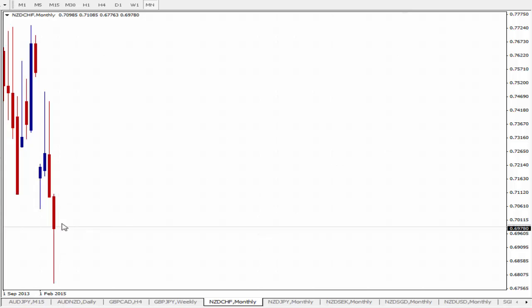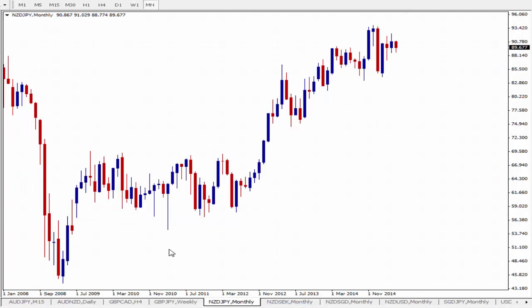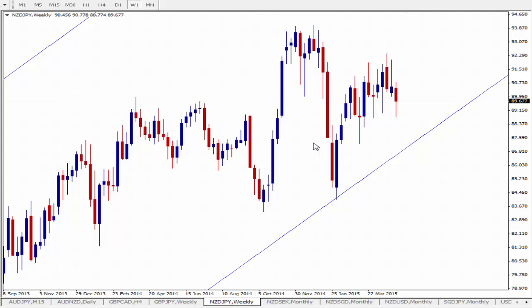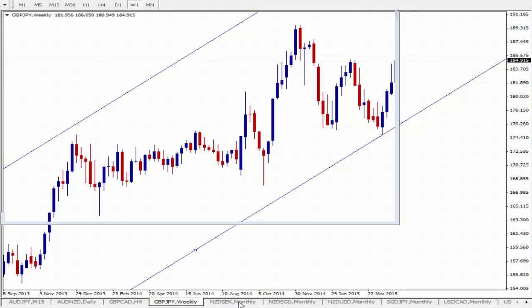Okay, over here, I can see there's no pattern forming there, so I don't want to be involved. Alright, on this one, we have an upward moving channel. Doesn't look too bad. Go to the weekly. Okay, again, I'm not going to be catching it at a very opportunistic point, so I'm not going to get involved there either.